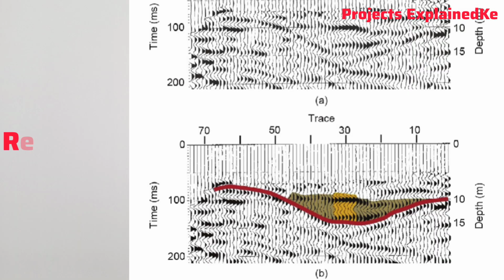In reflection seismology, the energy waves bounce off different rock layers once you do the blast, and by analyzing the reflected waves, you can map out the boundaries of those layers.